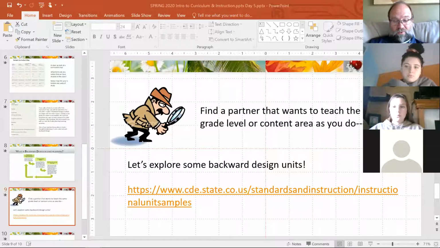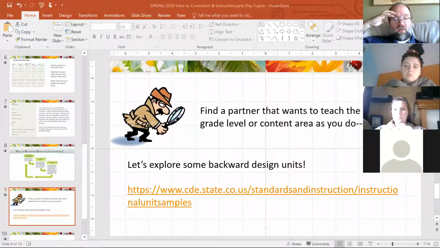I'll read one more thing off here, and then you can read the rest of it. But the primary goal of Understanding by Design is student understanding, the ability to make meaning of big ideas and transfer their learning. So one of the things you'll see probably on the unit plan that you're going to annotate is this idea of transfer goals.